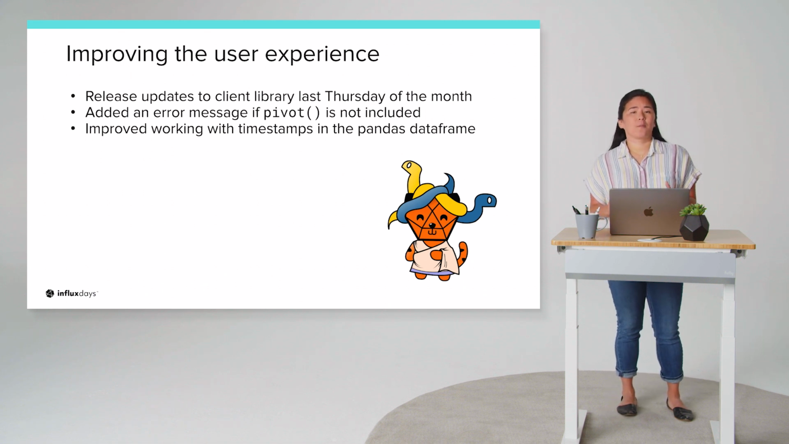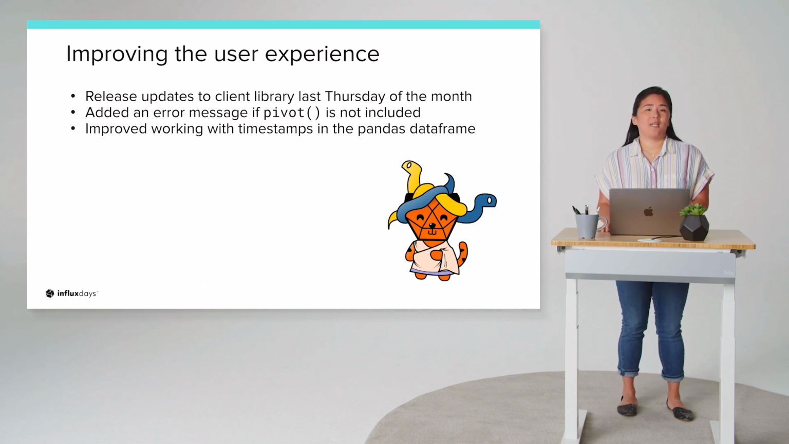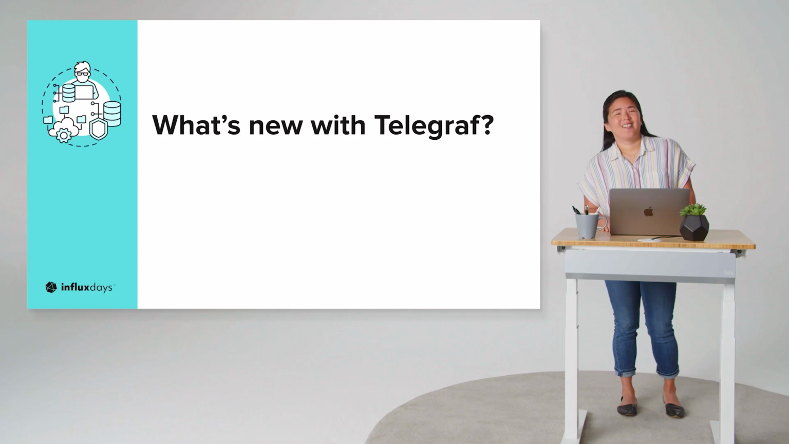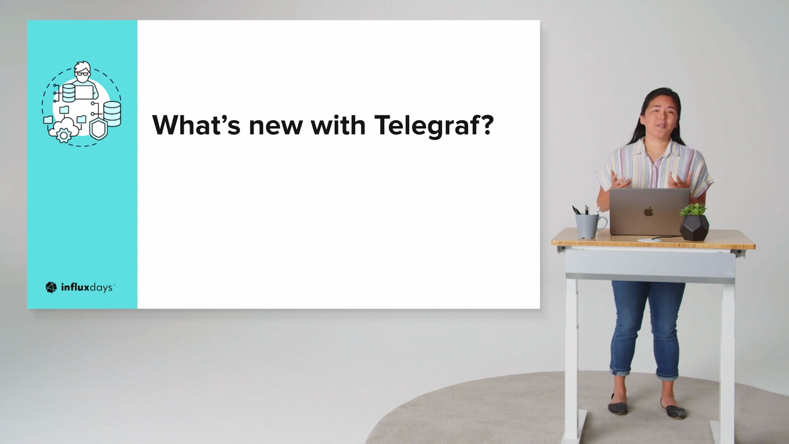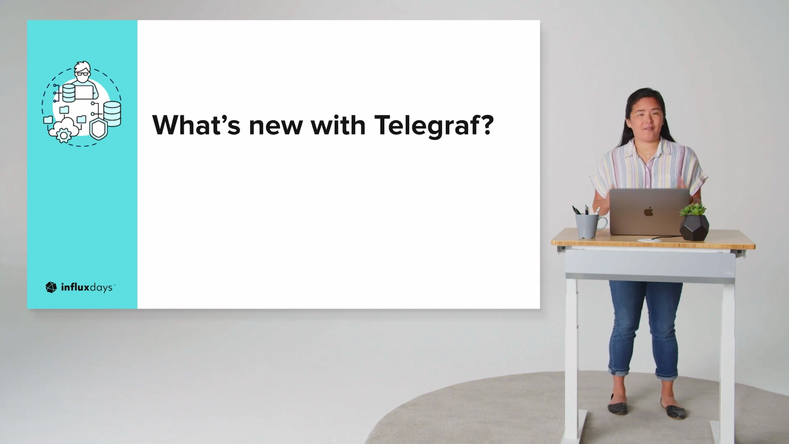We're working hard to improve the experience of shaping the data coming from InfluxDB. We're focusing our efforts into best practices on how to use the libraries from InfluxDB with well-known libraries like pandas. And finally, what's been up with the open source data collection agent, Telegraf?